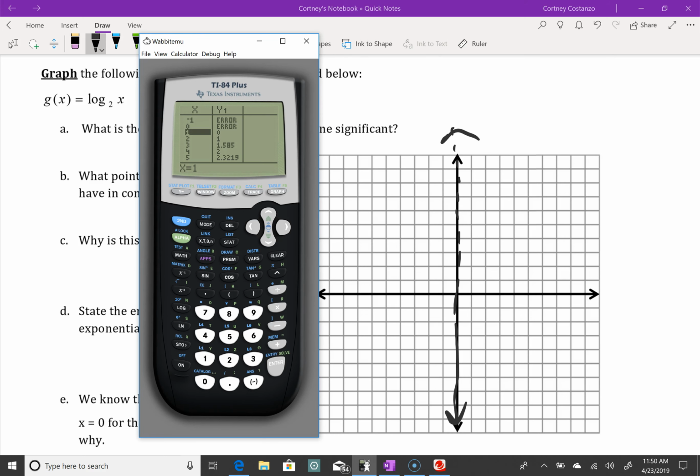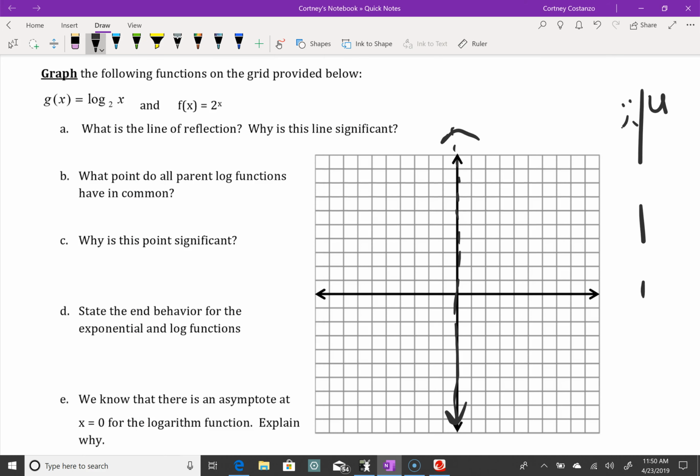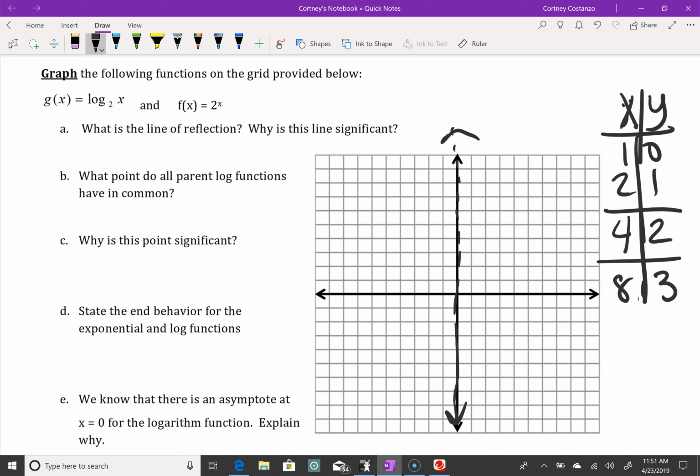So let me write those down. Oh, my pen. 1, 0, 2, 1. We have 4, 2, and 8, 3. So 1, 0, 2, 1, 4, 2, and 8, 3. So it does not look like a square root. You have to make sure that you draw your log all the way down its asymptote line, okay?